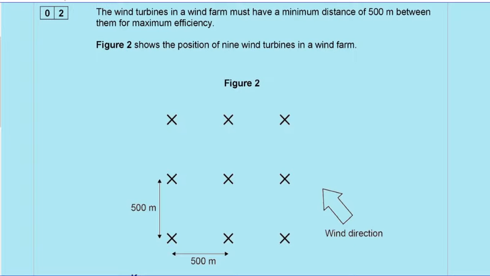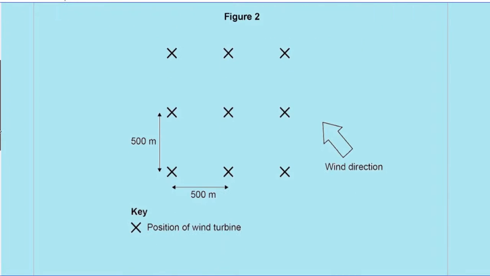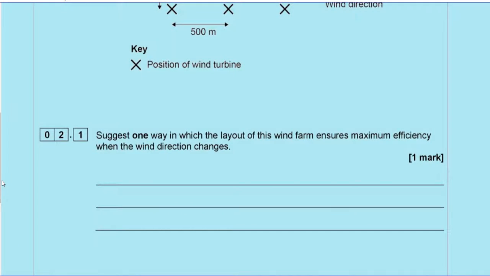In question 2, we're now looking at wind turbines. We're told we've got a wind farm, which is obviously a collection of wind turbines, and that they must have, in this case, a minimum distance of 500 meters between them for maximum efficiency. In the diagram underneath, we've got more information about how 9 of those wind turbines are positioned. What the question wants us to do first of all is to suggest one way in which this layout ensures the maximum efficiency when the wind direction changes.